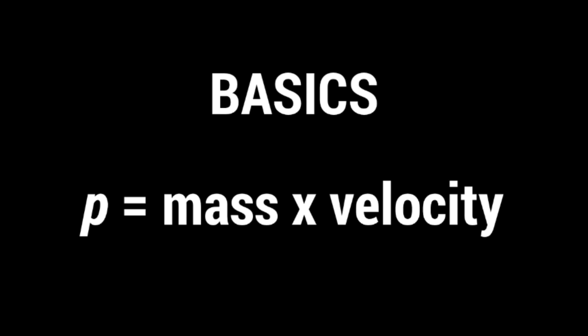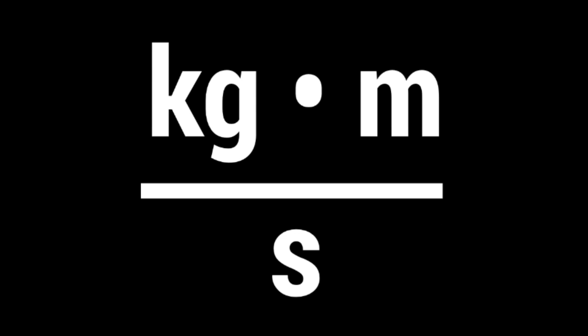Usually we represent linear momentum with the lowercase p, and you can find the momentum of an object by multiplying the mass by the velocity. Another thing to know is that the units that we use for momentum are kilogram times meters per second. So that's useful when you want to use the correct units.